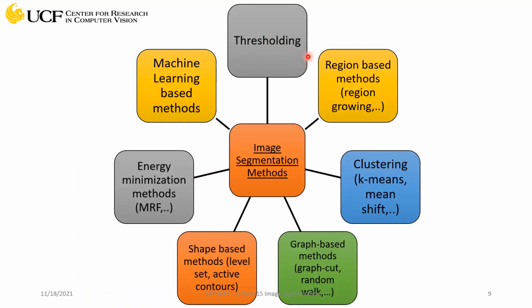Okay, so as I said, there are a lot of categories of algorithms which can be used for image segmentation. The basic one is thresholding. We will talk about this today. Then we have region based. Again, we are going to cover these as well. Then clustering based, we'll talk about these as well. Then we have graph based, shape based, energy minimization. These topics we won't be covering. And then we will talk about how we can use deep learning for image segmentation.